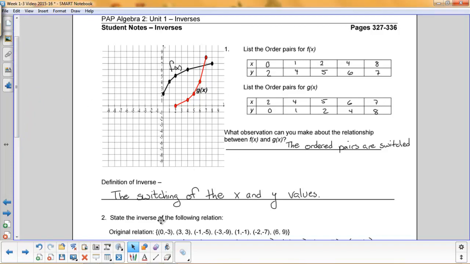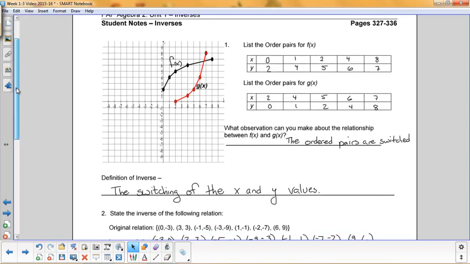So before you view the rest of this video, pause now and switch your ordered pairs and determine whether or not you think each is a function or a relation, and then continue on.